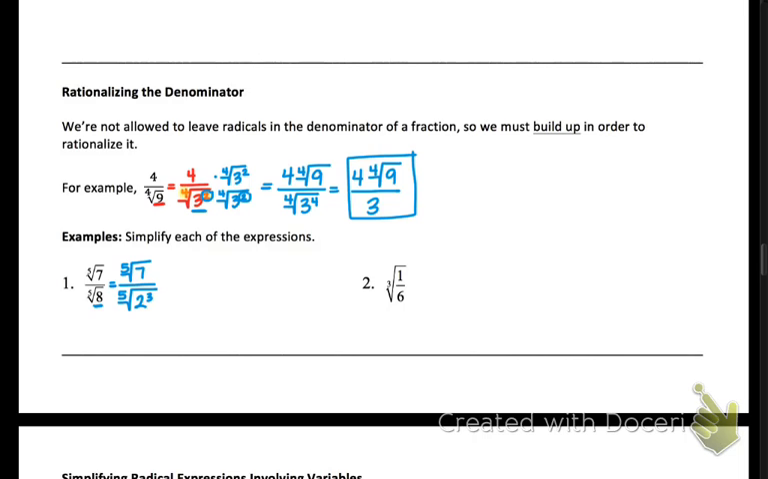So I have 3. I need to get to 5. So that means I need another 2 to add to it. So in order to rationalize this and make it a 5th power, I'm going to multiply by the 5th root of 2 squared in both the numerator and the denominator. And again, that's because 3 plus 2 equals 5, and that's what we want.